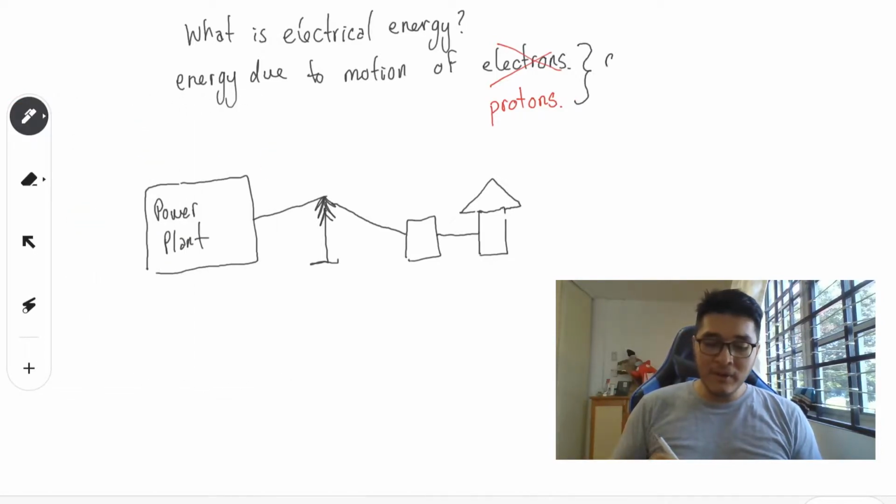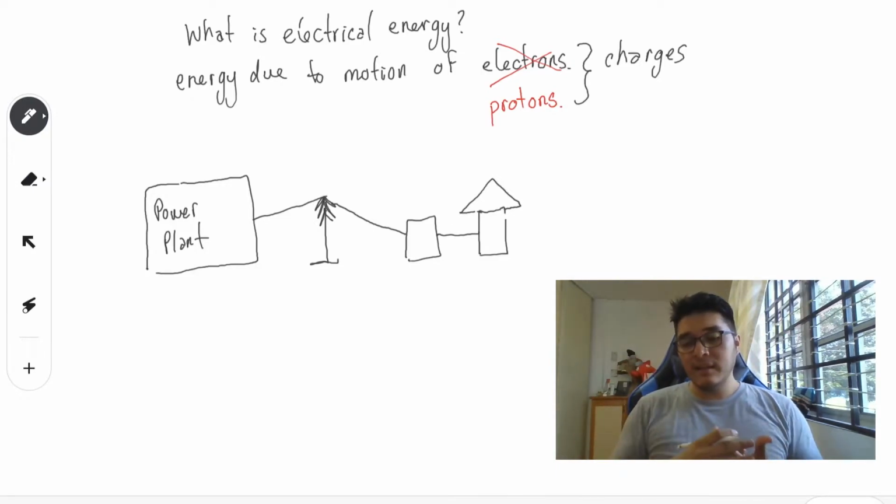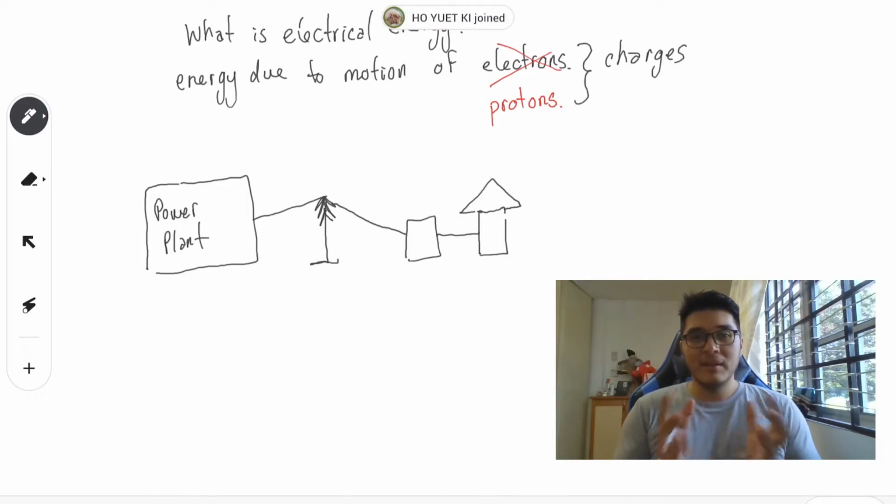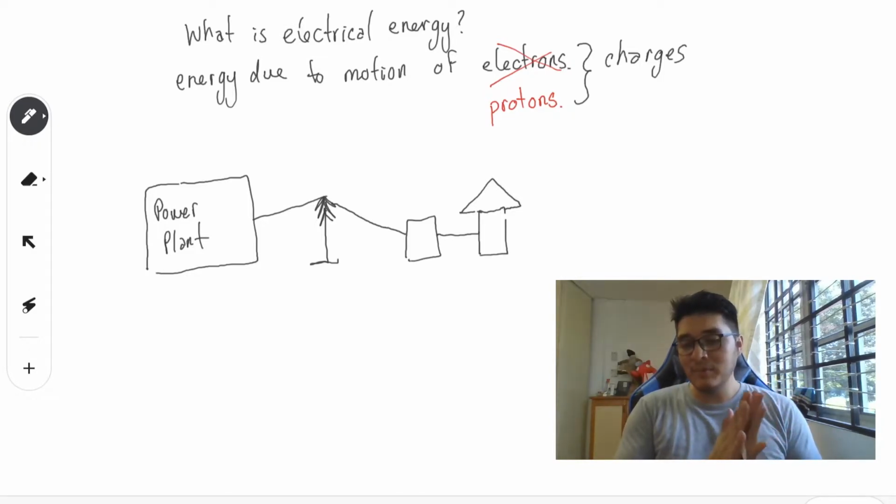Now, one way to get around this is to just call these two charges. So you can just say it is the energy due to motion of charges if you want to be correct, because it depends on who you talk to, right? Some people will be like, oh, electrons is correct. Some will say protons are correct. They're both correct, which is the confusing part of this unit.